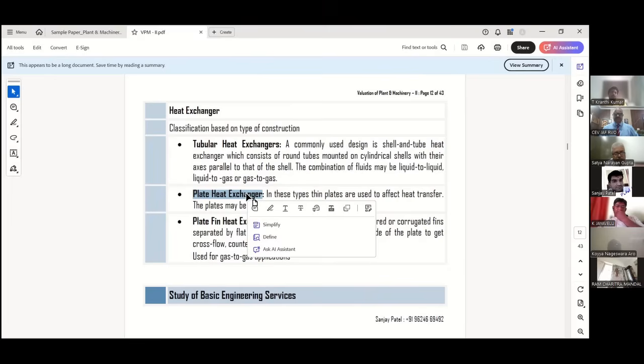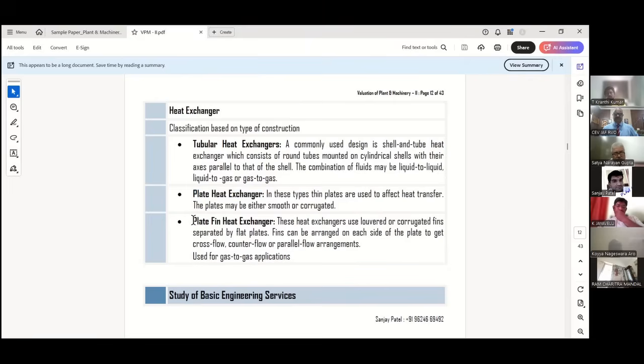Why is this fan installed in a CPU? Because whatever heat is generated, that heat is transferred to the plate heat exchanger and this fan cools the heat. Right. Then the plate fin type heat exchanger.